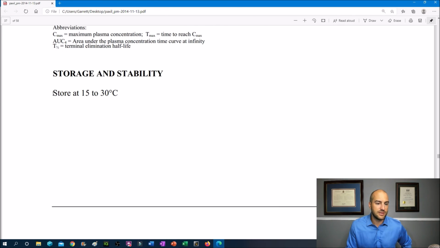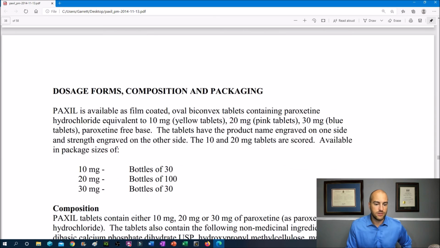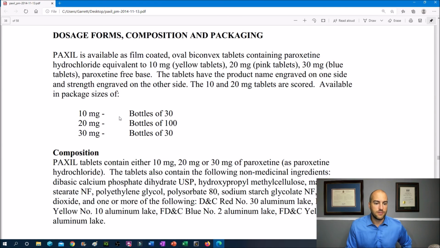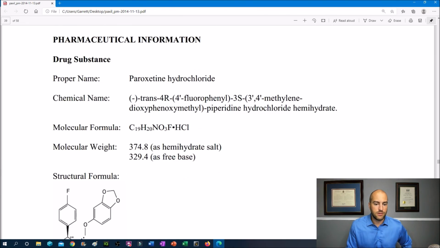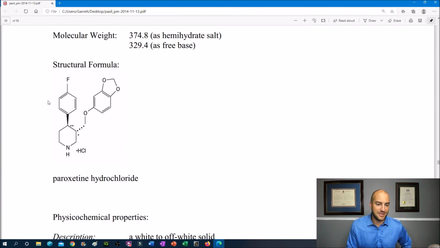Storage and stability, store at 15 to 30 degrees. We talked about it being available as 10 milligrams, 20 milligrams, and 30 milligrams. If anybody's interested, I guess there's the structural formula. Paroxetine hydrochloride.